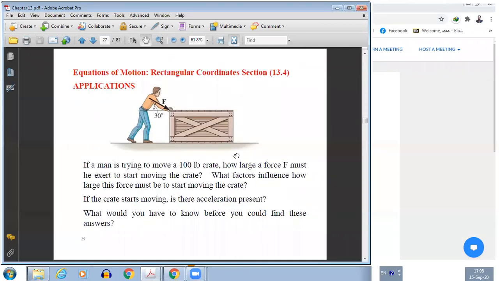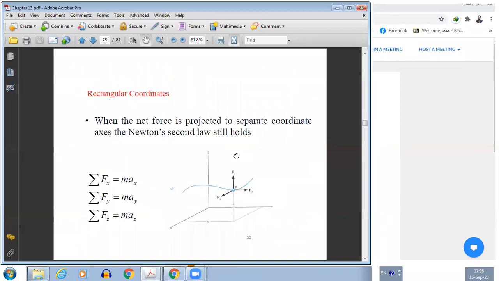Okay, so equations of motion, rectangular coordinates. We used to solve the problem with summation Fx, summation Fy, summation Fz. Previously, they used to be zero because it was statics. Now it is dynamics, so they might not be zero. So now summation Fx equals max, summation Fy equals may, summation Fz equals maz.